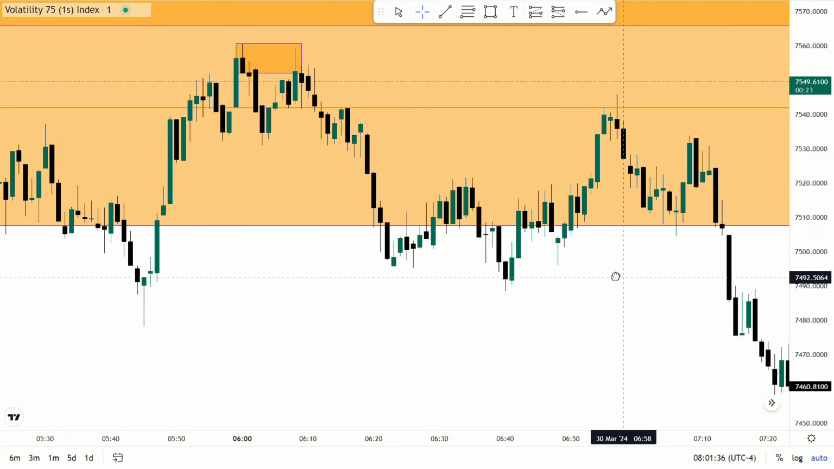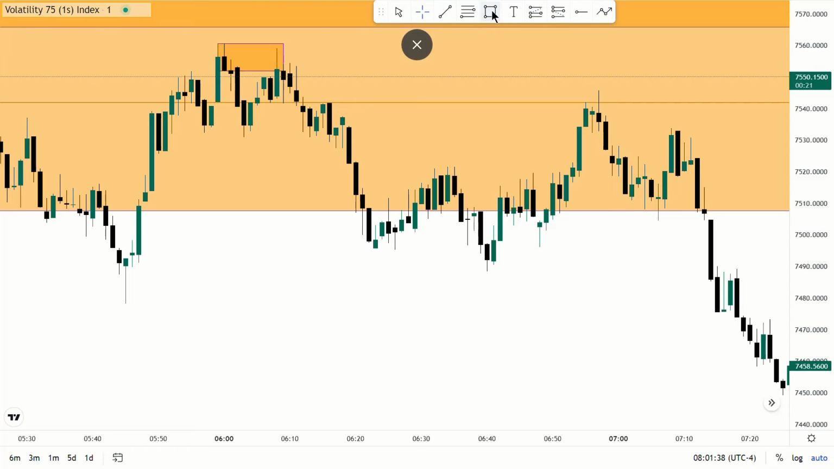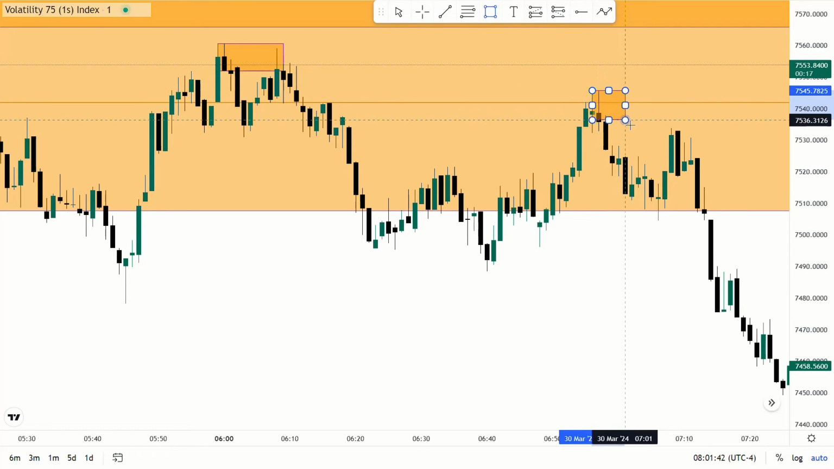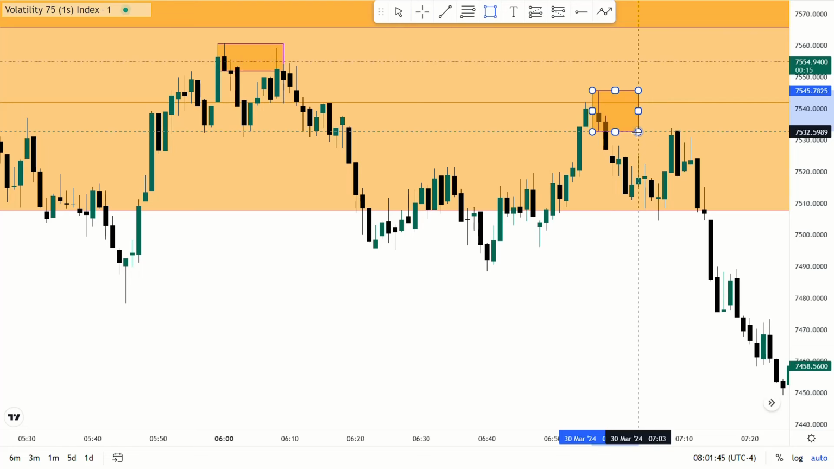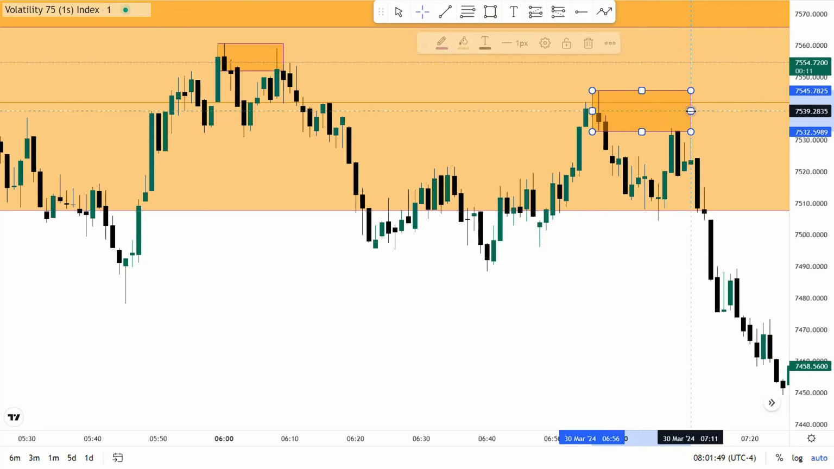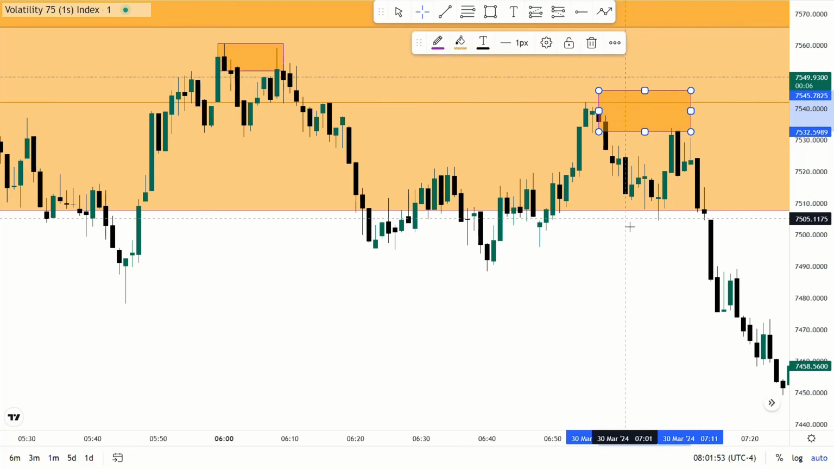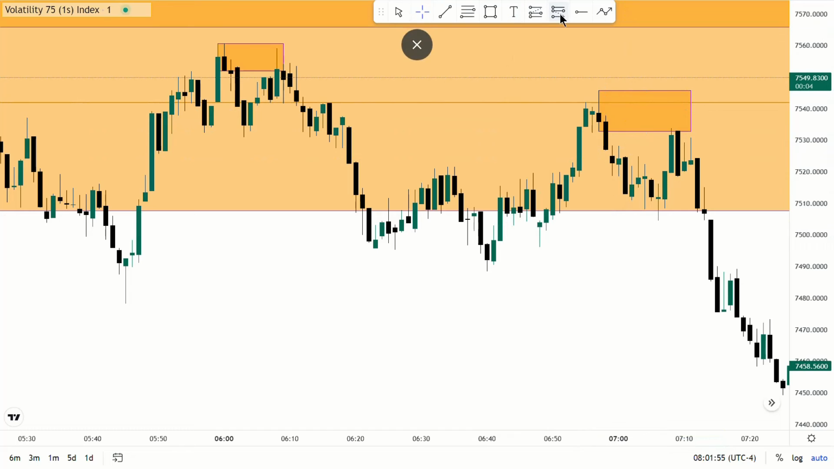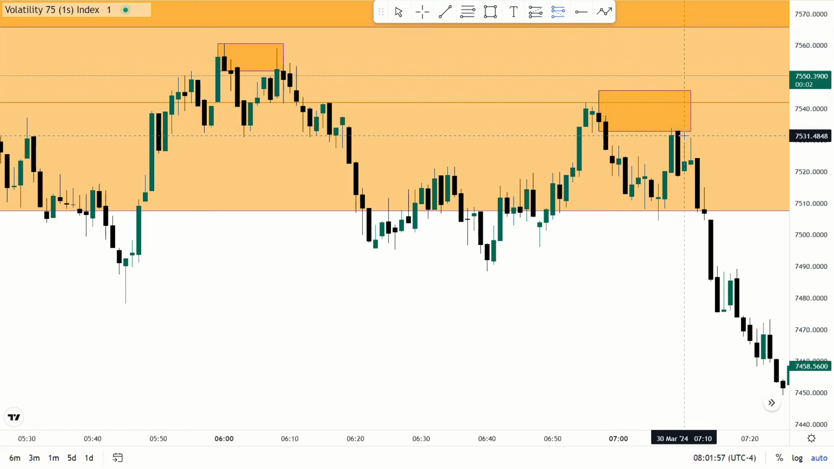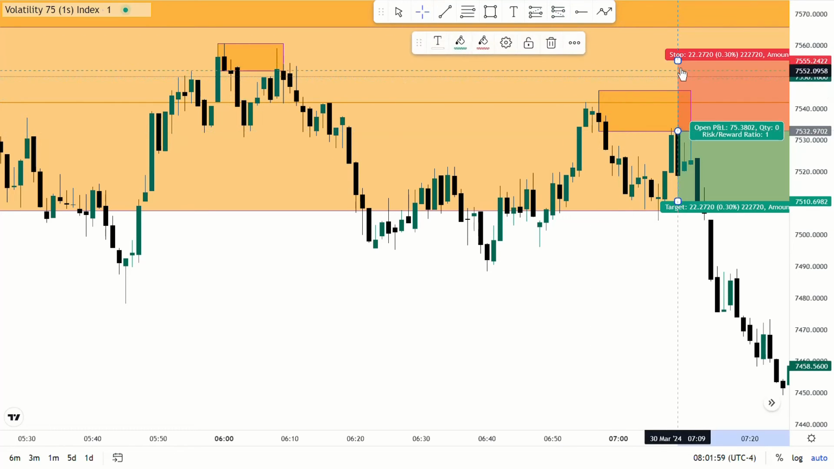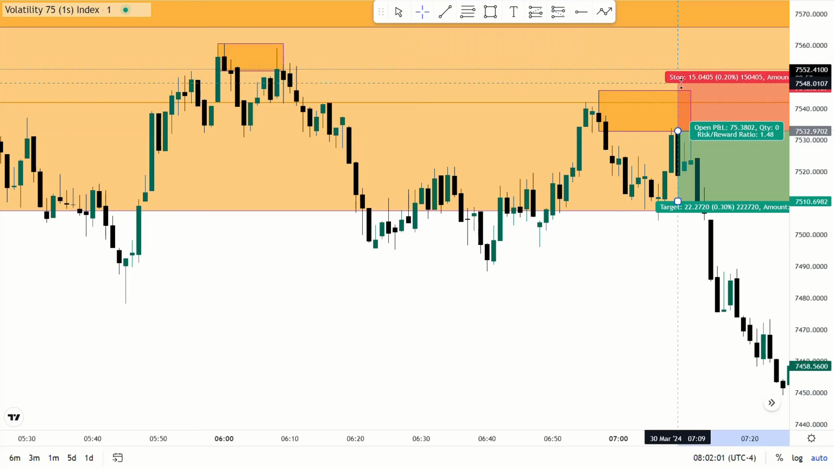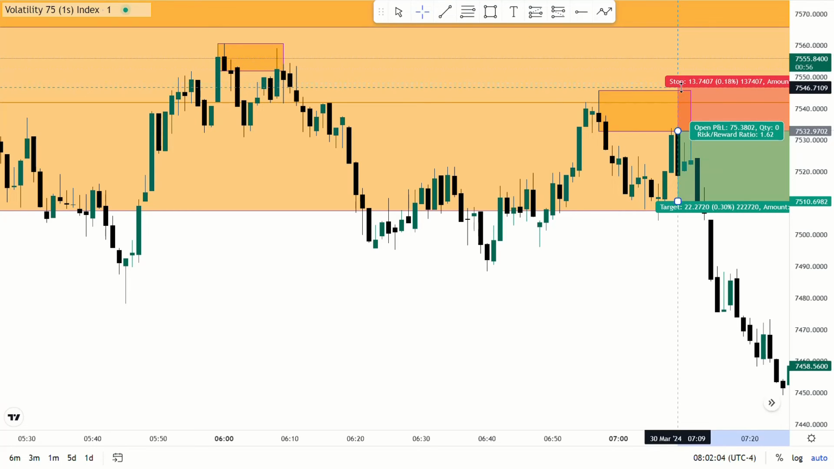Of course I didn't enter here. For me, I was done for the day. This is where you just have to control your impulses, even if you see really good opportunities like this, which was a single candle order block right here. Now I didn't enter this one, but if you had to enter this one, this is what you have to do.